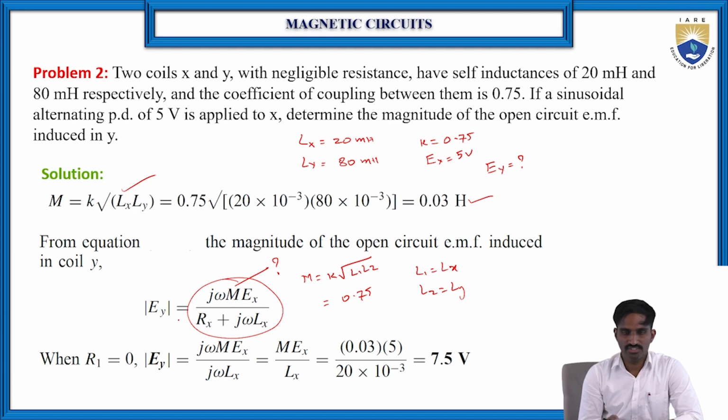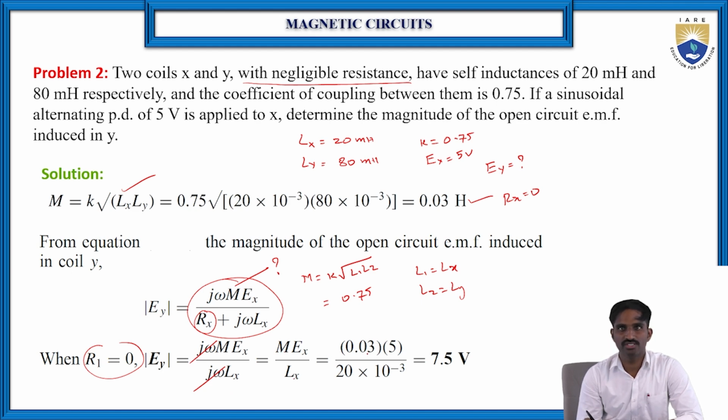Then after that, of course, the direct formula, you just substitute. But here, in this case, Rx, which in the standard form is R1, they mention with negligible resistance, which means Rx is equal to 0. So R1 or Rx is equal to 0. Then this equation will become j omega M into Ex by j omega Lx. So j omega gets cancelled. Then this equation will become M into Ex by Lx.